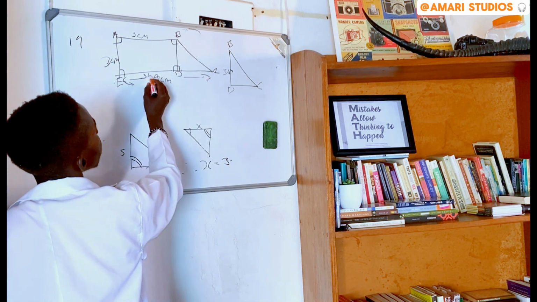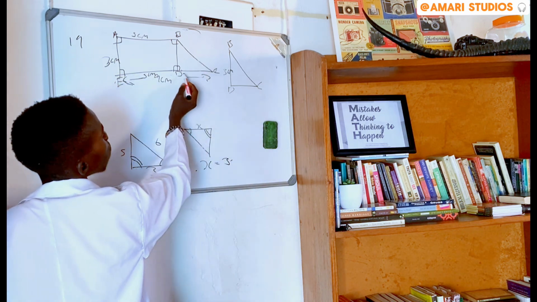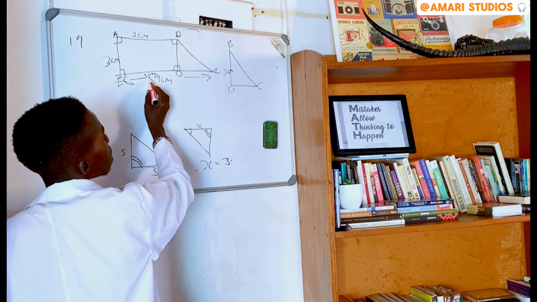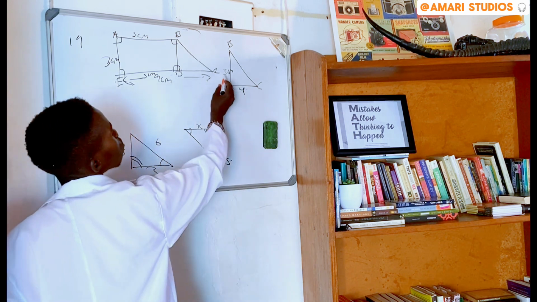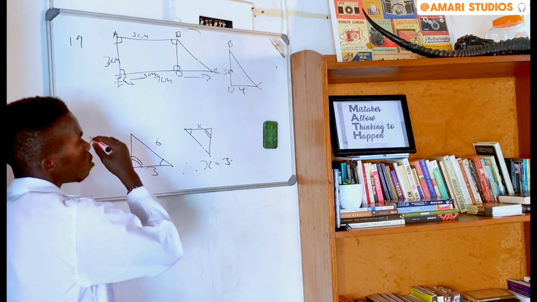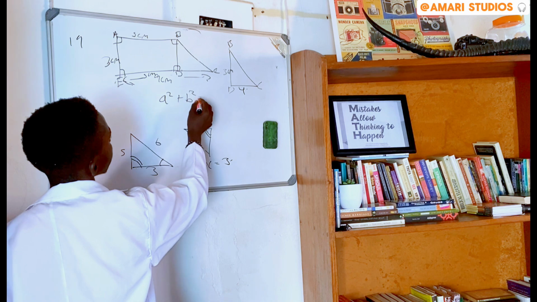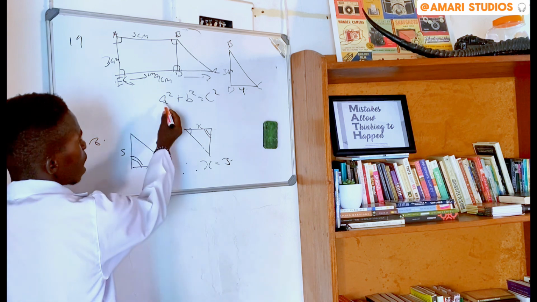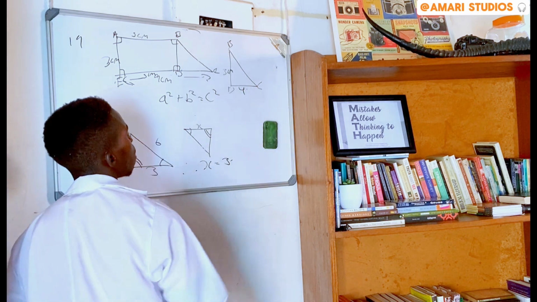So if this is 5 centimeters and the whole distance from E to C is 9 centimeters, then to find the side DC, we subtract 5 from 9, which gives us 4. So now we have 3, we have 4, we just have to find the other value. Using Pythagorean theorem, a squared plus b squared is equal to c squared. A and b represent the adjacent sides, and c is the hypotenuse, which in this case is our BC.